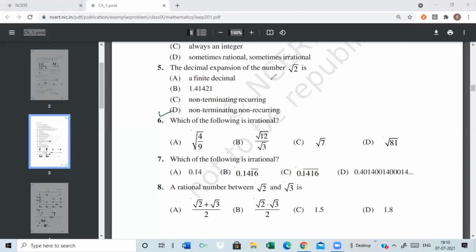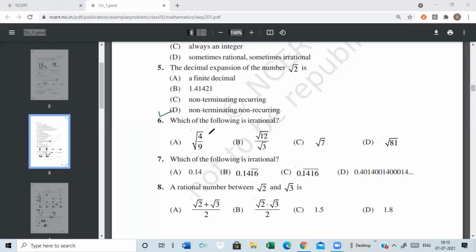So the decimal representation of root 2 will be non-terminating, non-recurring. It will not repeat and it will not terminate either. Alright? Now the next one is, which of these is irrational?